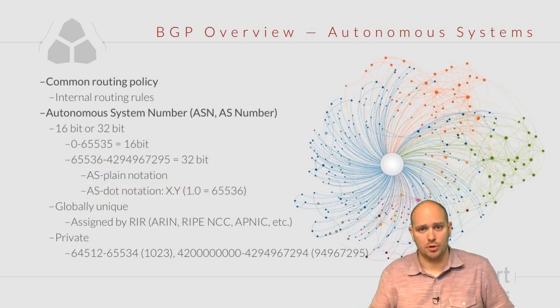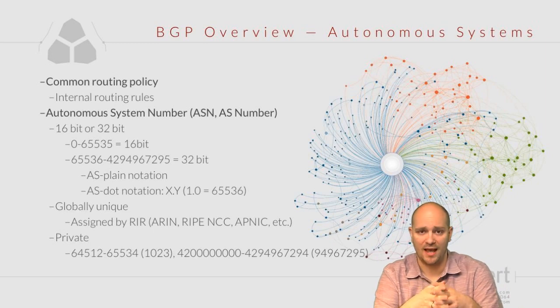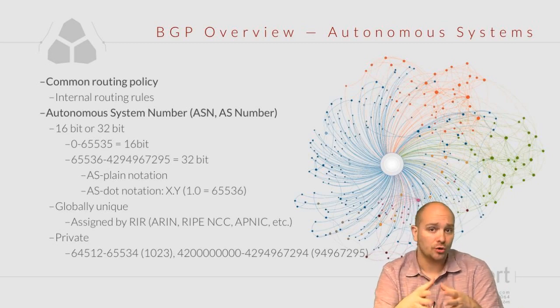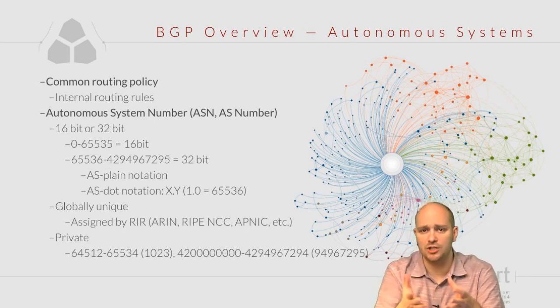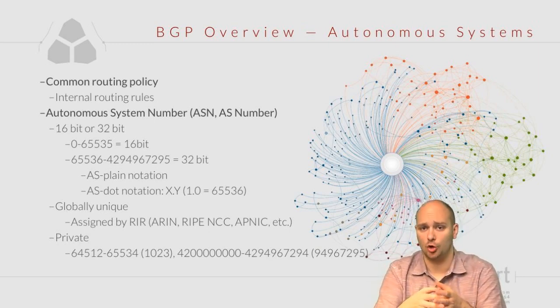And AS numbers come in two different shapes and forms, depending on which number you are planning to use. Similarly to IP addresses, where we have globally assigned unique IP addresses that you need to obtain from an organization called the Regional Internet Registry. In the United States, it's called ARIN. In Europe, it's called RIPE-NCC. In the Asia Pacific region, it's called APNIC. In Africa, it's called AFRINIC. And in Latin America, it's called LACNIC.